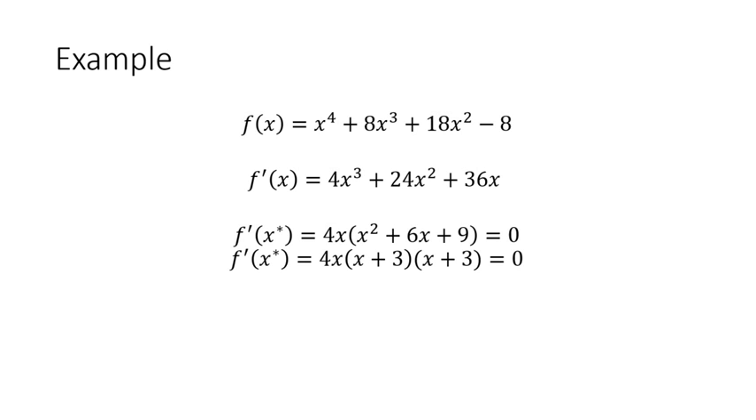So that produces 2 different critical values. From the 4x, we get that if x is equal to 0, the first derivative is 0. From each of the factored terms, we get that when x is equal to negative 3, the first derivative is also equal to 0.